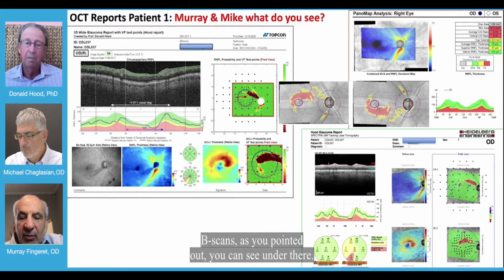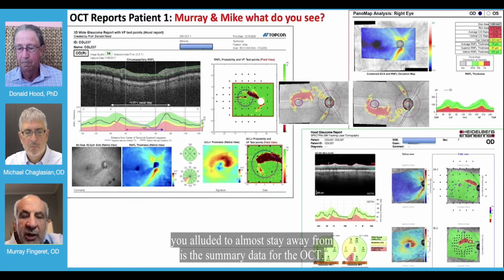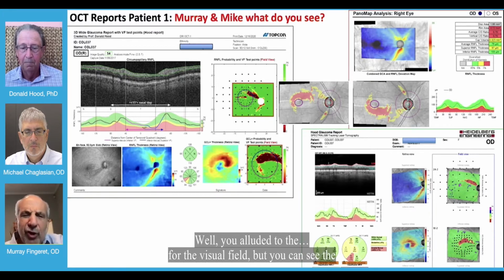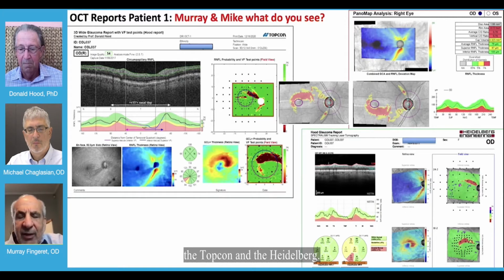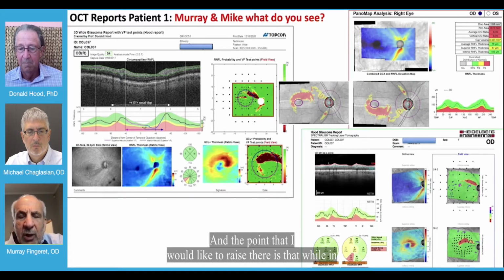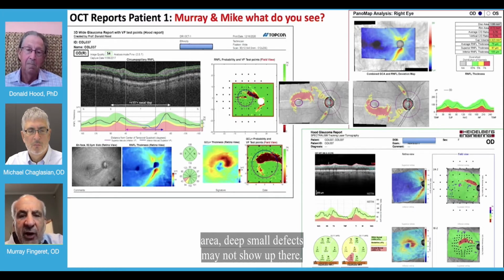You can see under there, in this case, what we really never talked about, and that you alluded to almost to stay away from, is the summary data for the OCT. Well, you alluded to it for the visual field, but you can see the summary data, both the quadrants and the clock hours, that are apparent both on the TopCon and the Heidelberg. And the point that I would like to raise there is that while in these cases those areas are being flagged, the clinician needs to be careful in assessing those, because of averaging of an area, deep, small defects may not show up there.